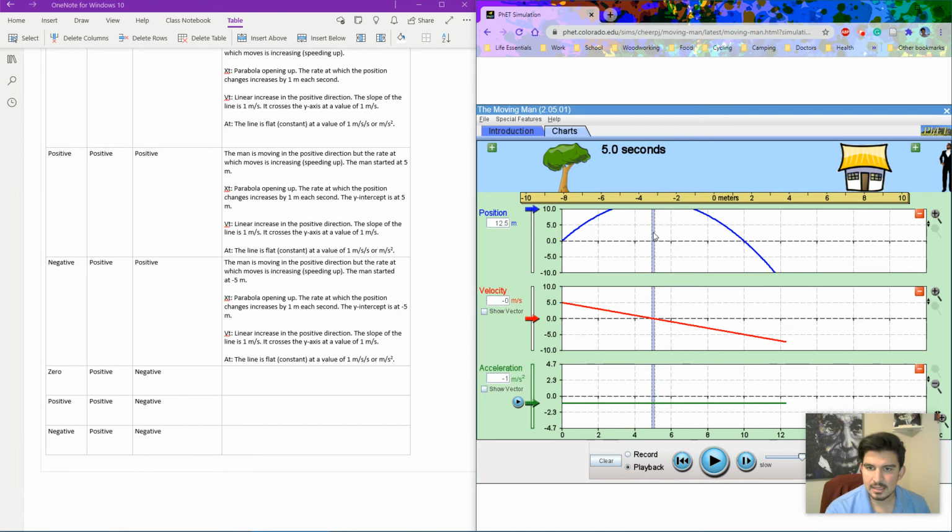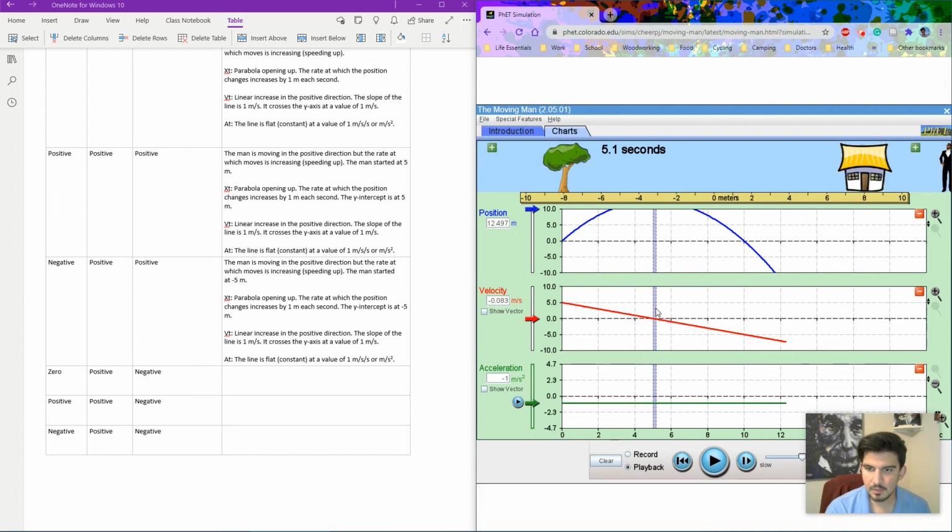Now, at that time, he's at a position of 12.5. 1 second later, he's at a position of 12. So he's moved in the negative direction 0.5 meters. 1 second later, he's at a position of 10.5. Now he's moved 1 in the negative direction, 1.5 in the negative direction. Then he's going to move 2.5 in the negative direction, 3.5 in the negative direction. So after this midpoint, we would say the rate of change of position is increasing in the negative direction, which is a fancy way of saying our velocity is increasing in the negative direction. He's running even faster to the left.